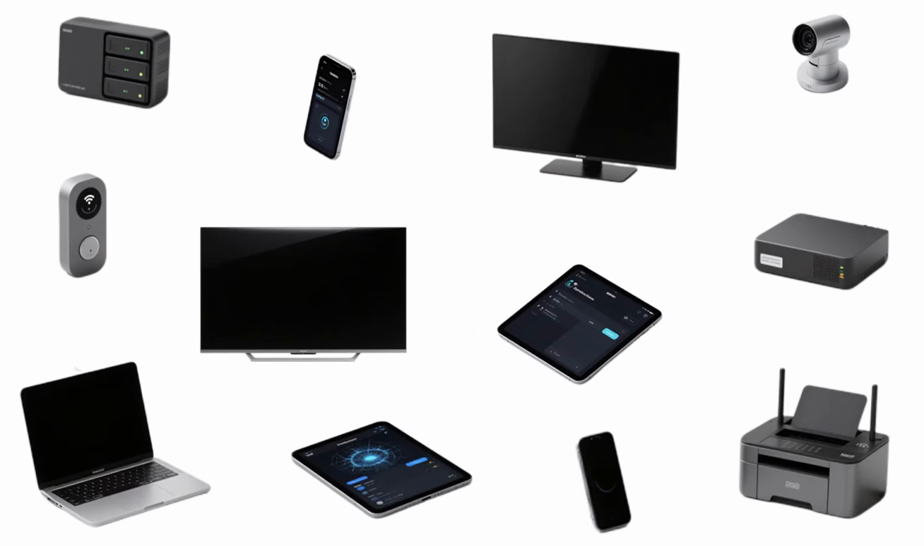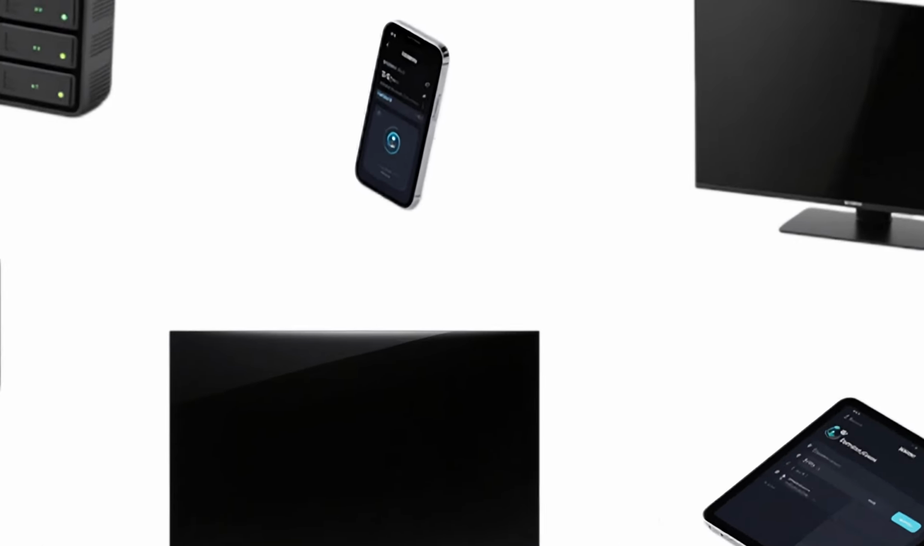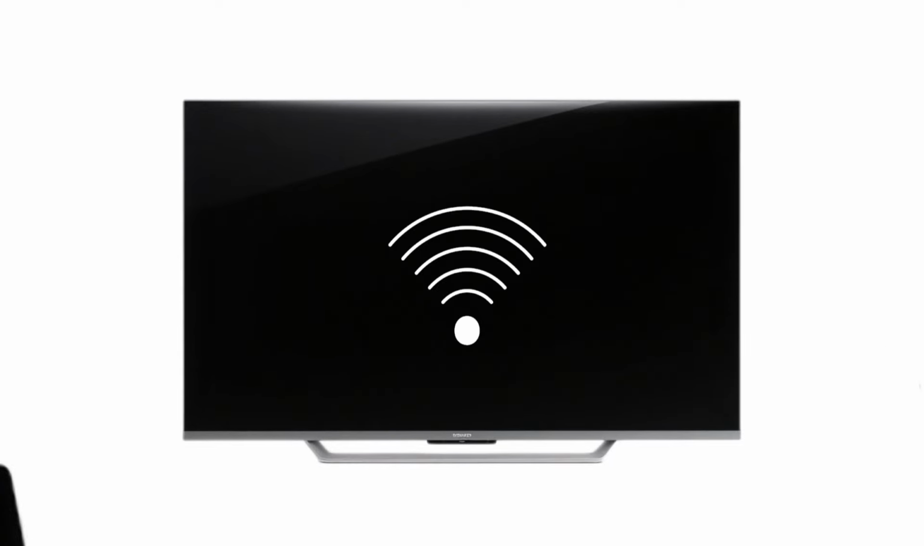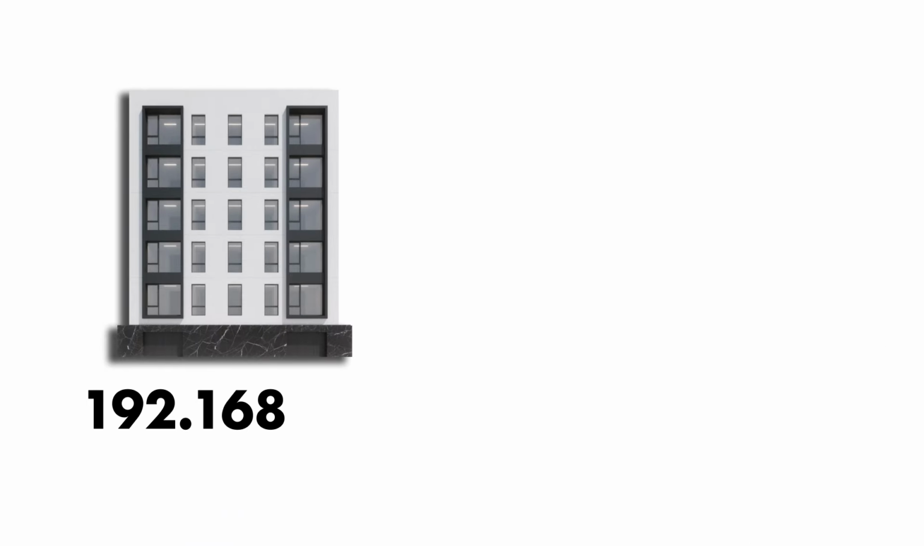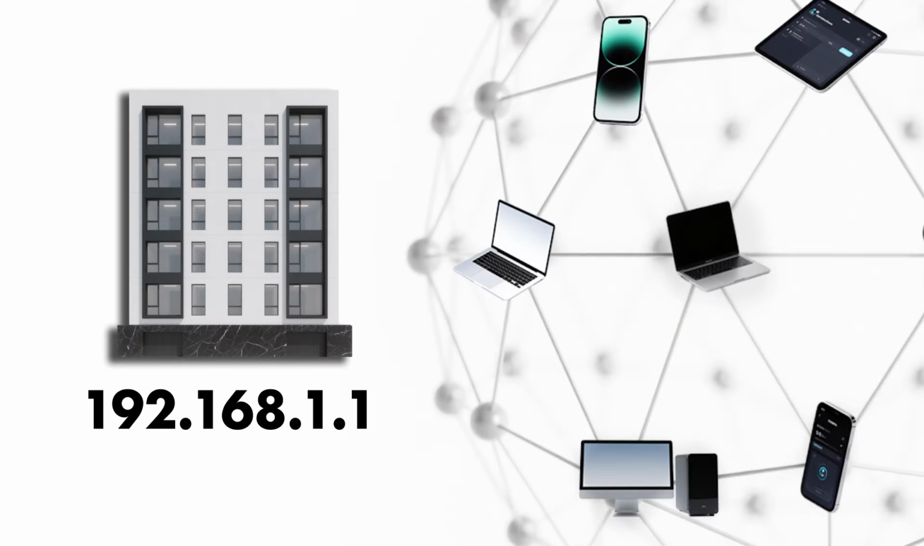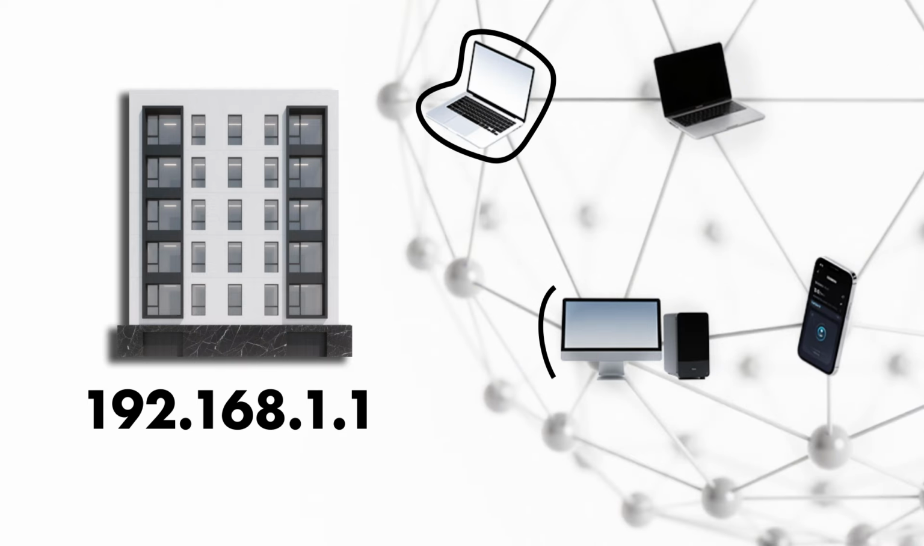An IP address is a numerical label assigned to every device that connects to the internet. Whether it is your phone, computer, tablet, or smart television, if it is online, it has an IP address. Think of it like your device's home address. It shows where your device is on the internet and lets other devices find it.